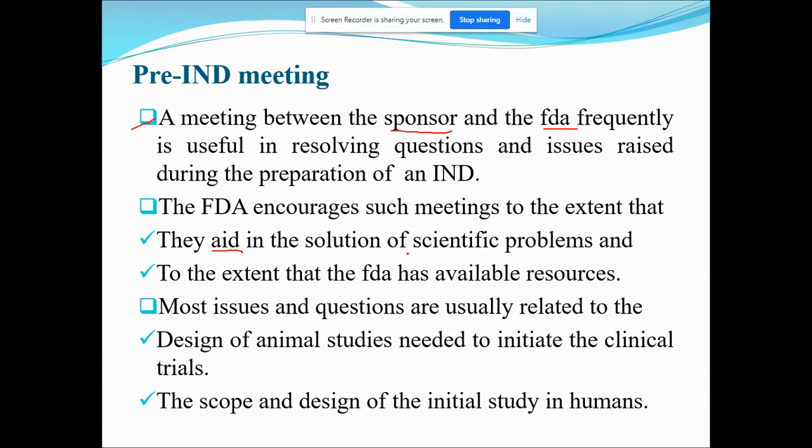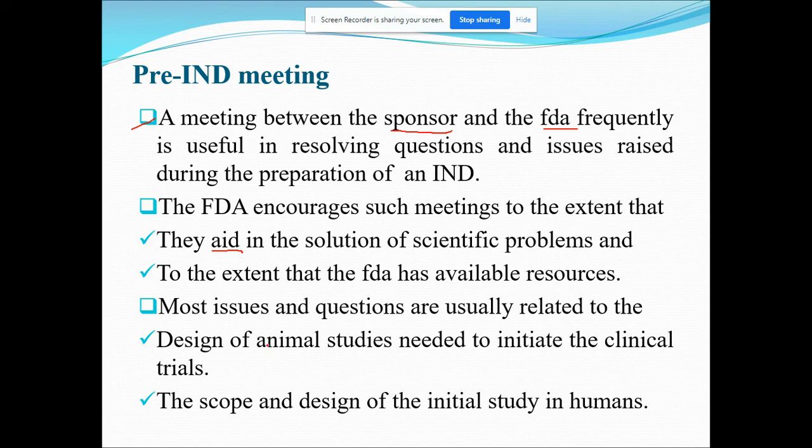काही जर का सायंटिफिक प्रॉब्लेम अराईज होत असेल तुमच्या इन्व्हेस्टिगेशनमध्ये, तुमच्या रिसर्च वर्कमध्ये, then in such conditions the FDA will assist in order to find the solutions to those scientific problems. Also, to the extent that the FDA has available resources. Again, FDA will provide its resources in order to overcome those scientific problems. Okay. Next, most issues and questions are usually related to the design of the animal studies needed to initiate the clinical trials, the scope and the design of the initial study in human beings.